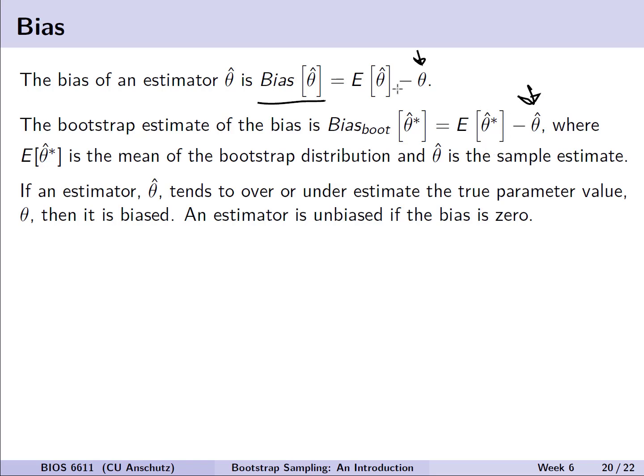If an estimator theta hat tends to over or underestimate the true parameter value of theta, then it is considered biased. And similarly, our Bootstrap estimator can be used to determine if there might be bias in that estimator, or if the bias is 0, we would say an estimator is unbiased.